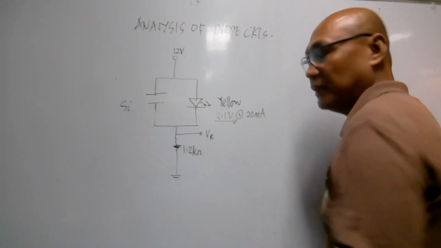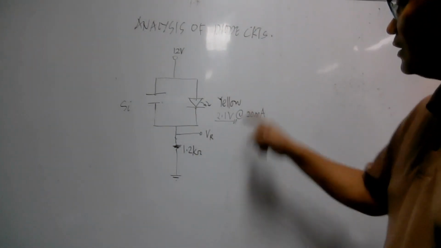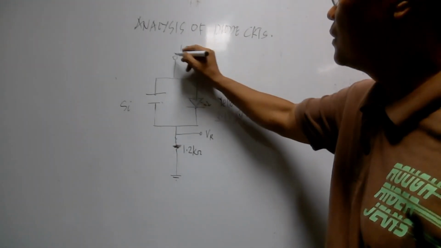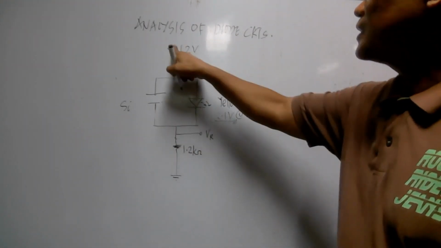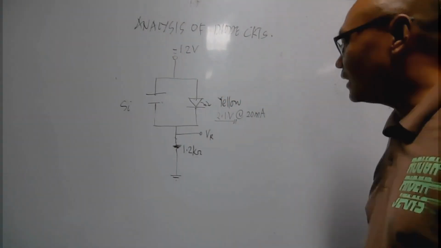If the silicon diode is not present in the circuit, using the same circuit, we know that the yellow LED will be in forward bias. However, if this 12 volts will suddenly reverse, that will pose a very big problem. Why?